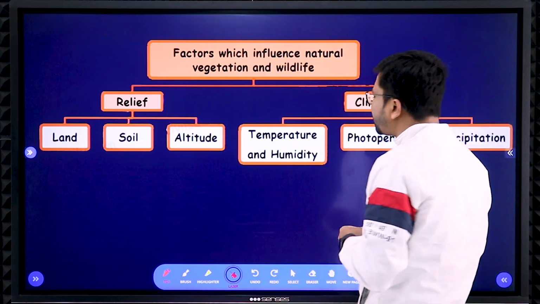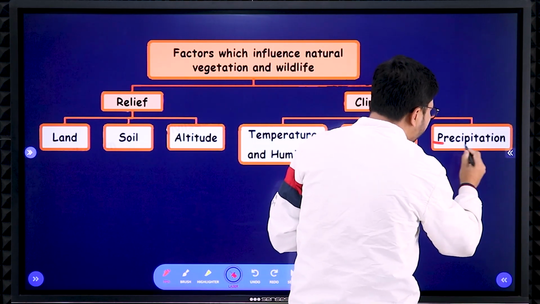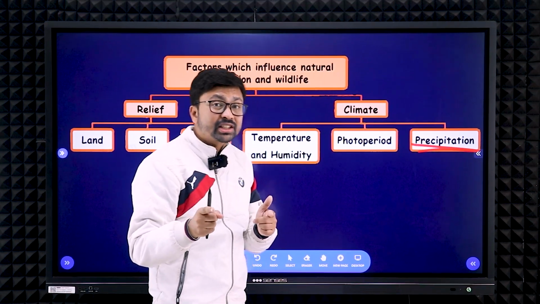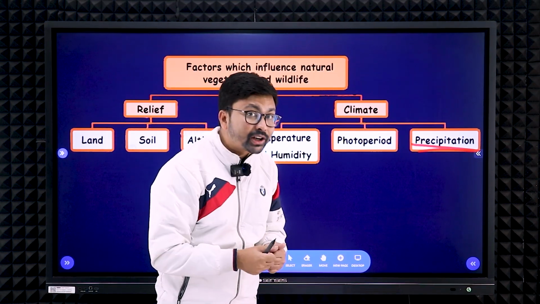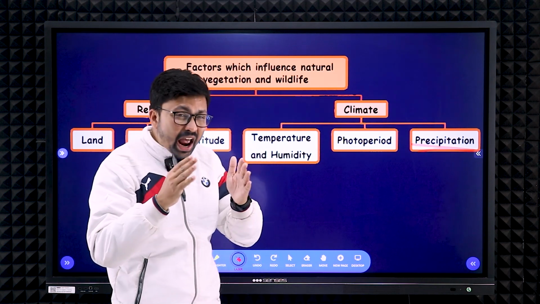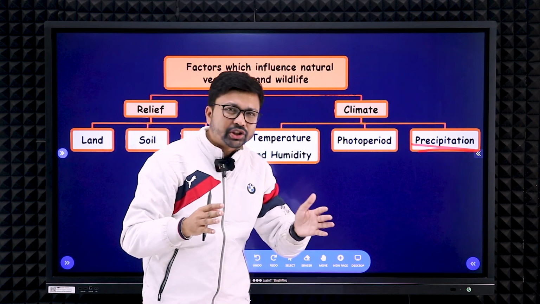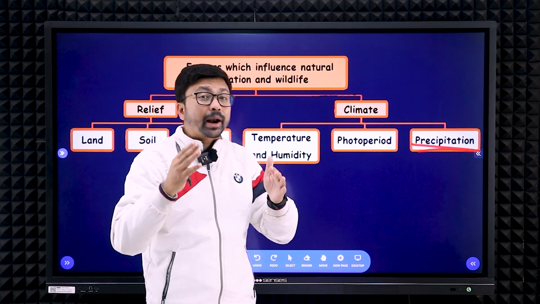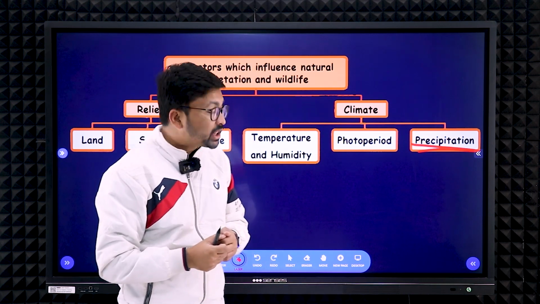And next, the precipitation, a very, very important part. Here you can see the precipitation. Precipitation means the amount of rainfall occurring in that particular place. That also controls the natural vegetation of that area. According to the temperature and precipitation, you will see there will be several adaptations taking place in the natural vegetation.